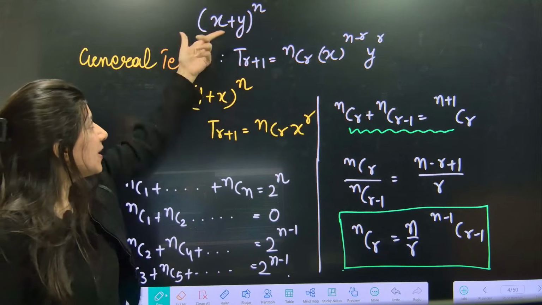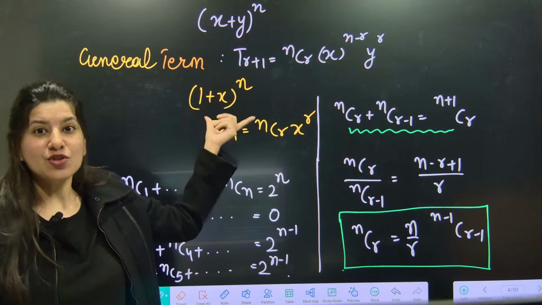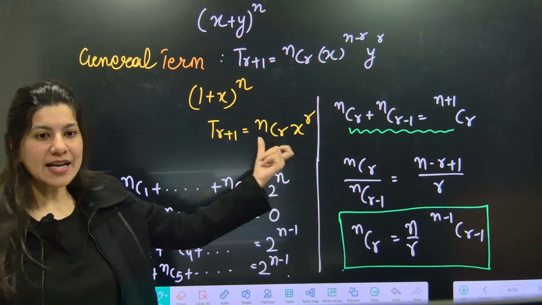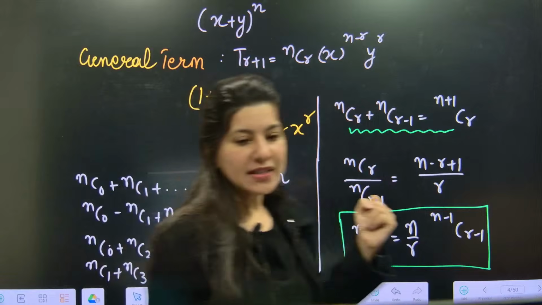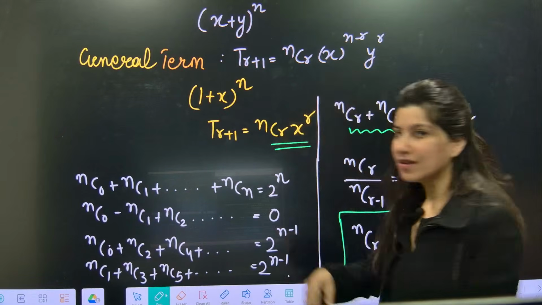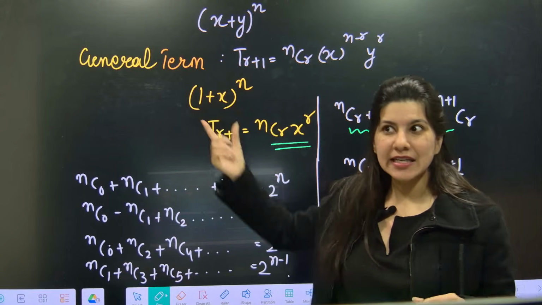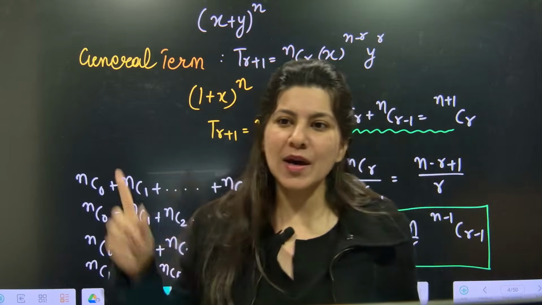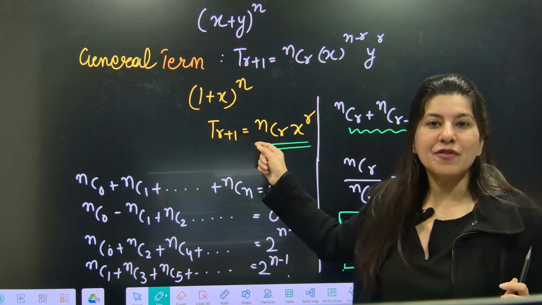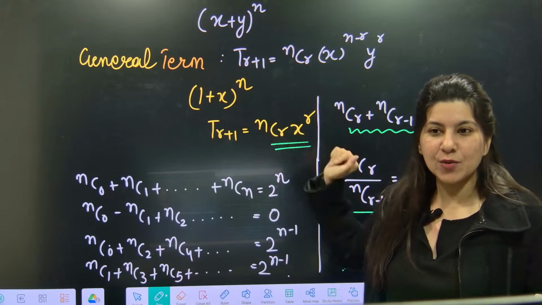Now for the same expression, if you are getting (1 plus x) power n, the general term of this expression will be nCr x^r. What does that mean, everyone? Here we can say that in the expansion of (1 plus x)^n, the coefficient of x raised to power r is nothing but nCr. So if I ask you what is the coefficient of x^10, you'll say nC10. I hope you're getting it.